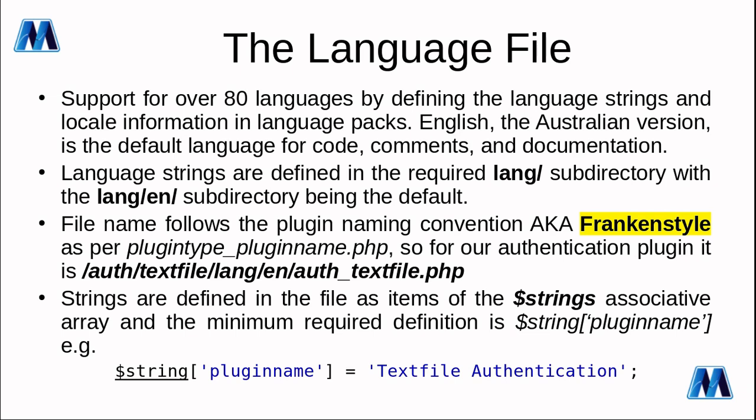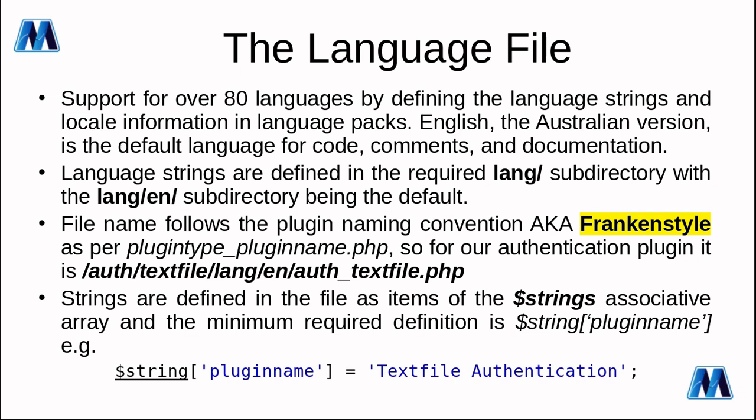Language files live in the lang subdirectory, and another subdirectory for the language. So you'll have lang/en/ for the English default language strings. Now, if you use the English language strings, there's support if you do end up releasing your plugin to the plugins directory. There's some support in translating those language strings, and we'll talk about that at some point later in this course.